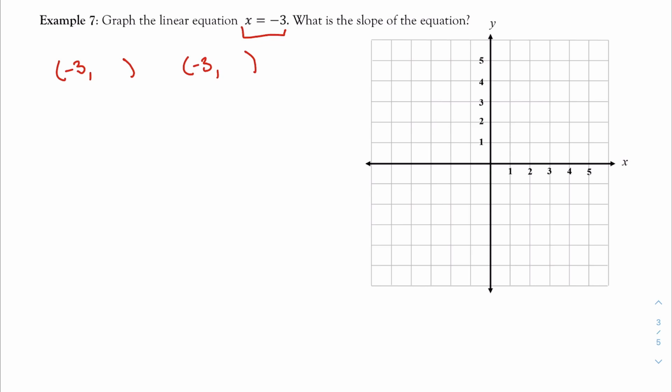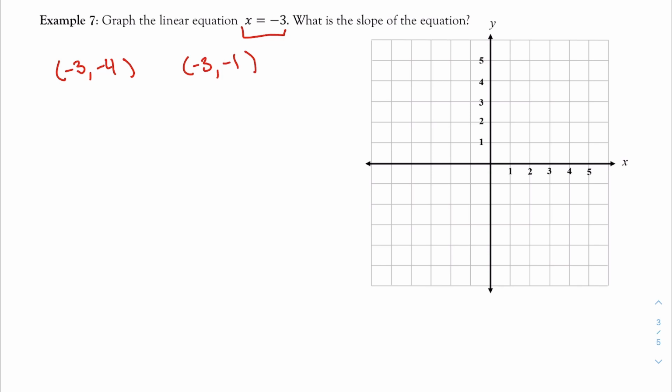Well, since this equation has no y's involved, then I can just choose my two favorite y values. This time let's do negative 4 and negative 1 for my y values. Again, I'm allowed to choose whatever y value I want because my x values will always be the same. If I look at this and plot the 2 points, the first point, negative 3, comma negative 4, sorry.